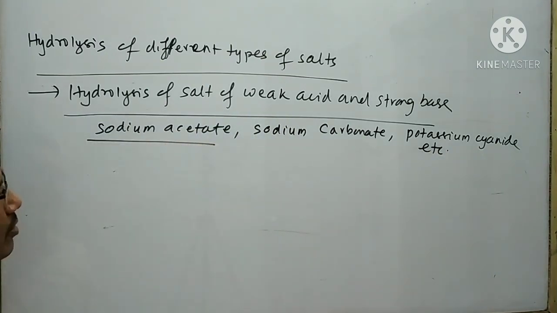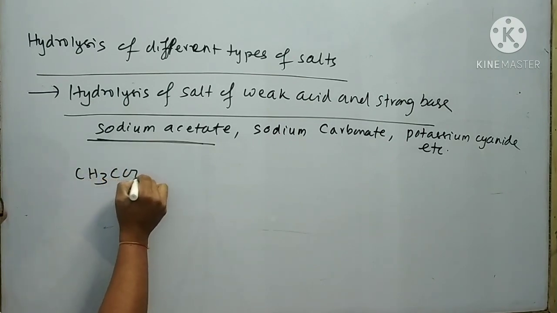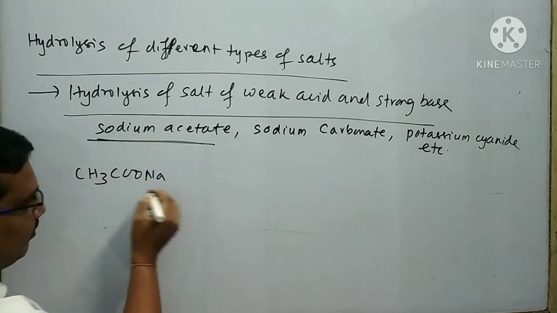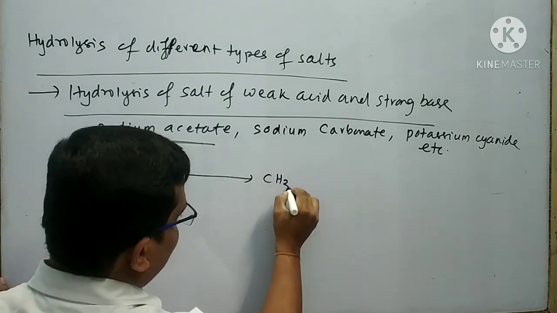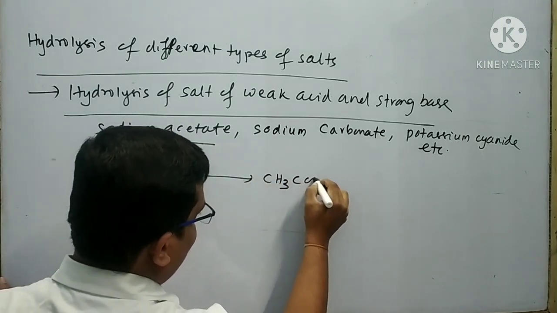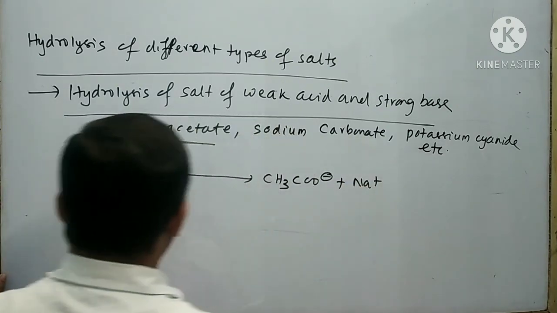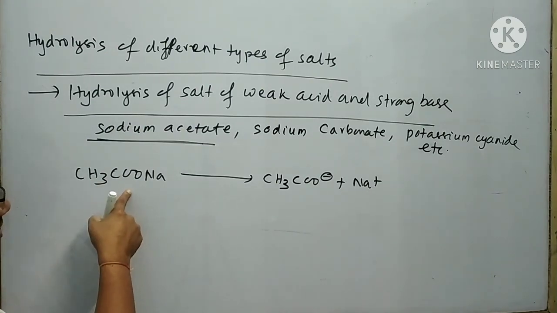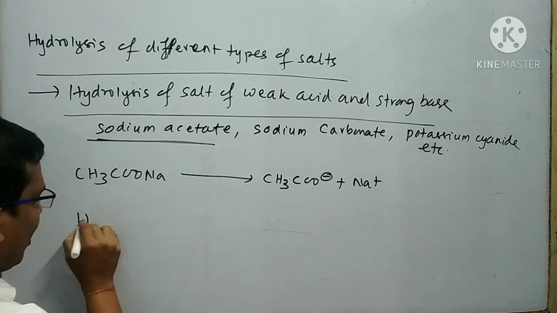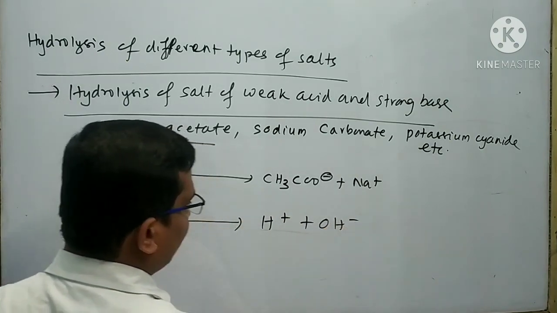Among the examples, suppose I want to think about the hydrolysis of sodium acetate. The formula of sodium acetate is CH3COONa. When CH3COONa undergoes dissociation, then it gives acetate ion, that is CH3COO minus, and also it gives Na plus ion. When water is added to this salt, then what will happen? Water also undergoes dissociation, gives H plus and OH minus ion.